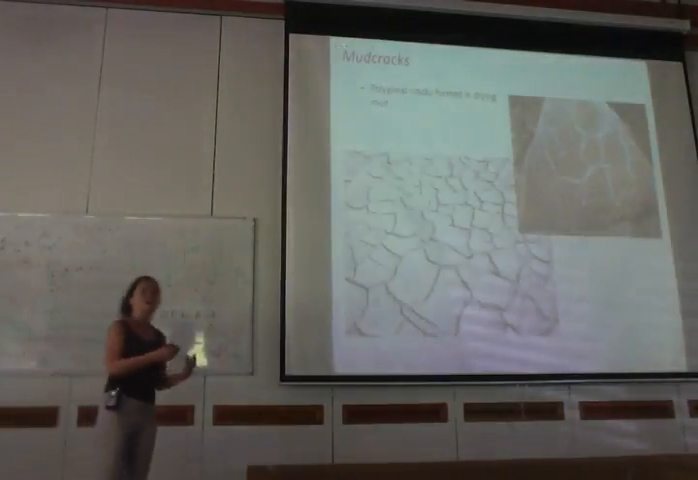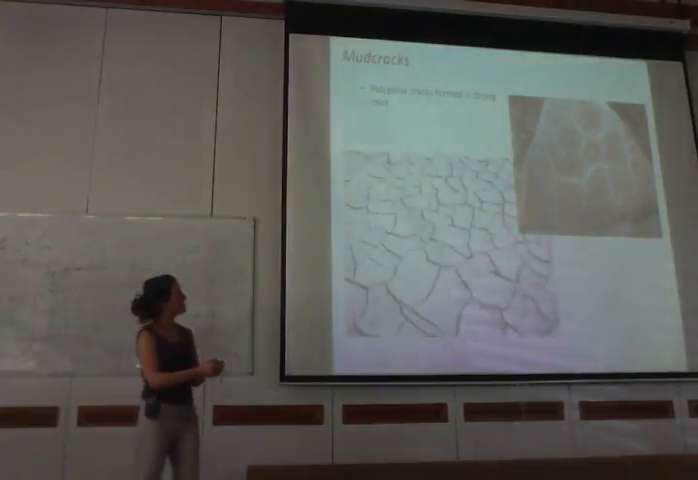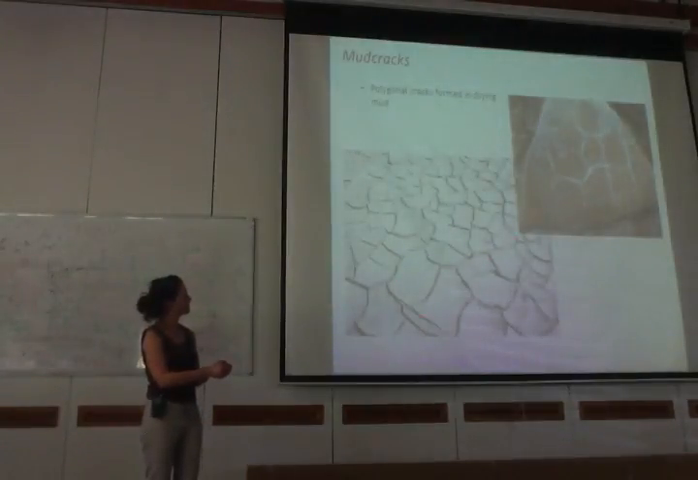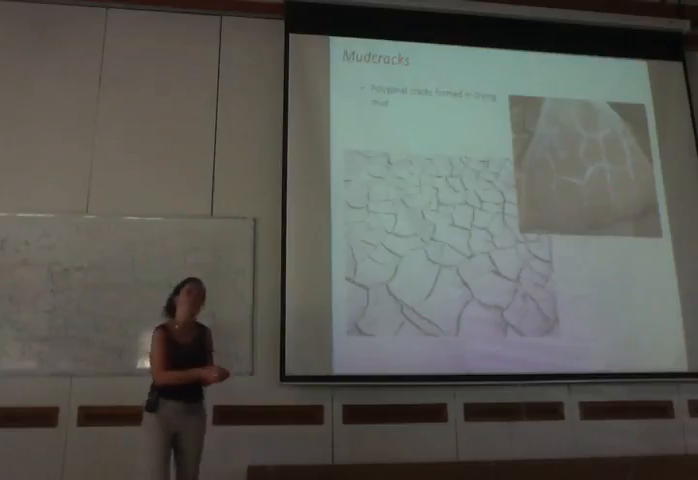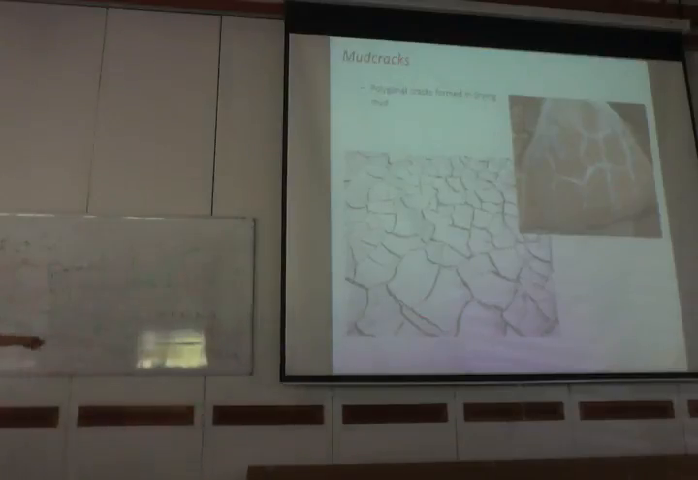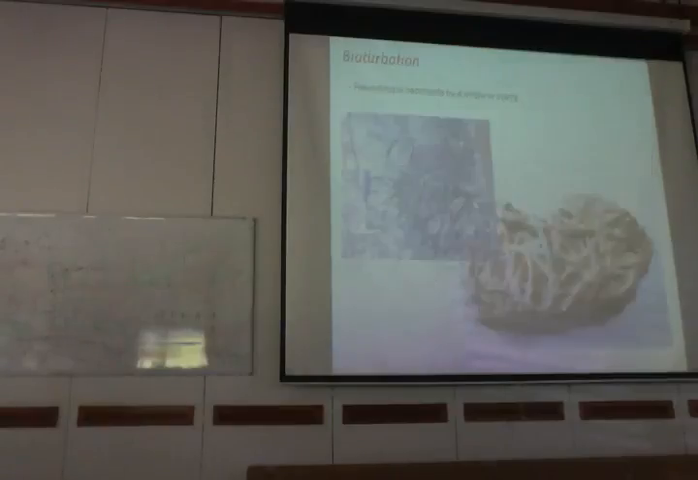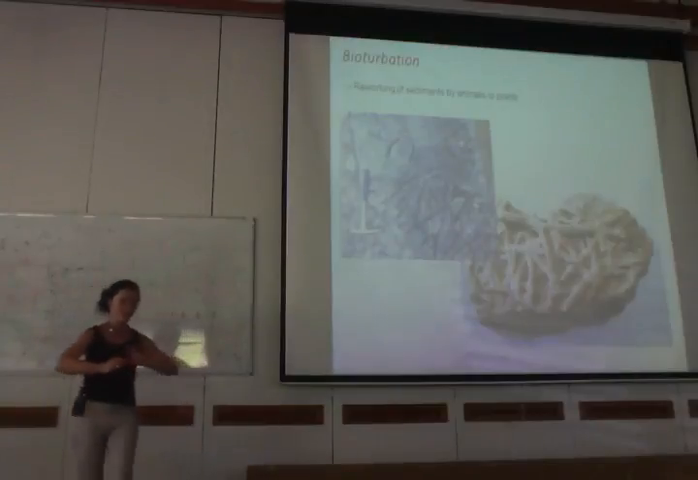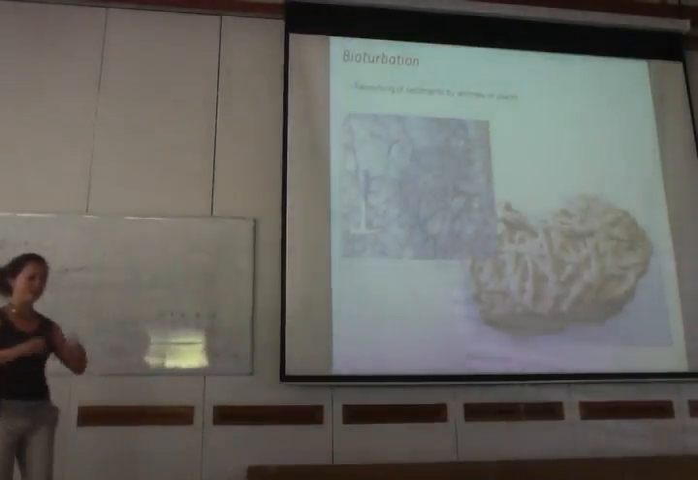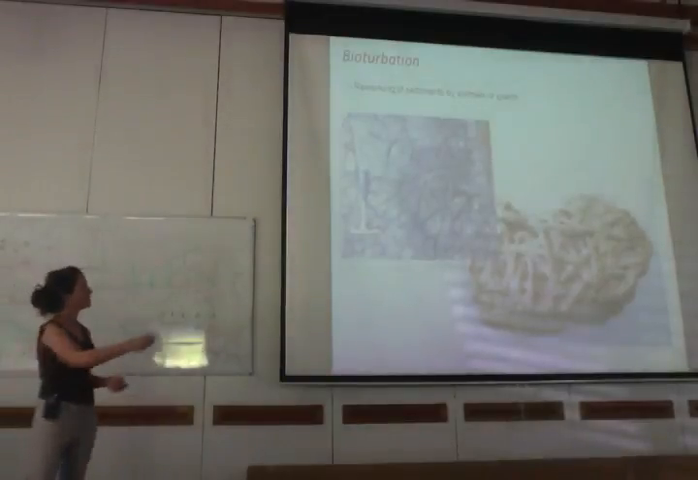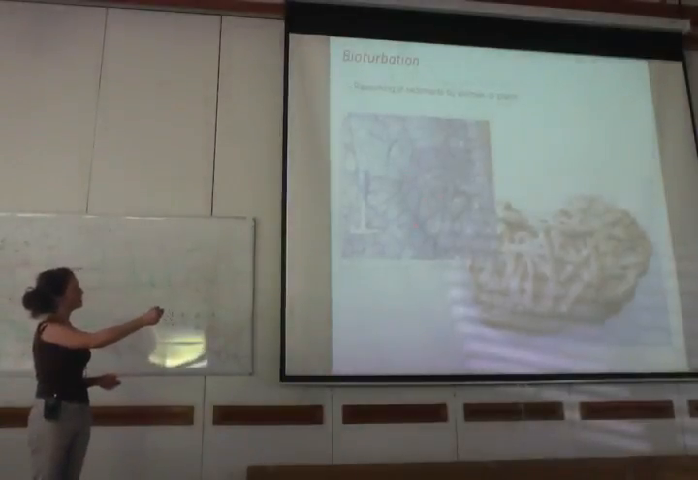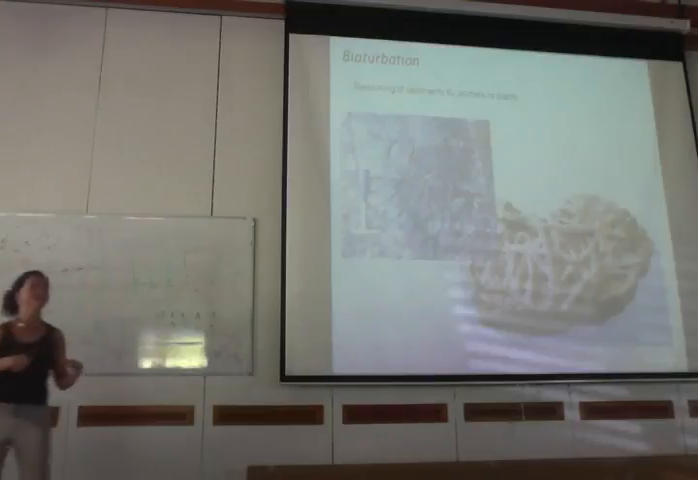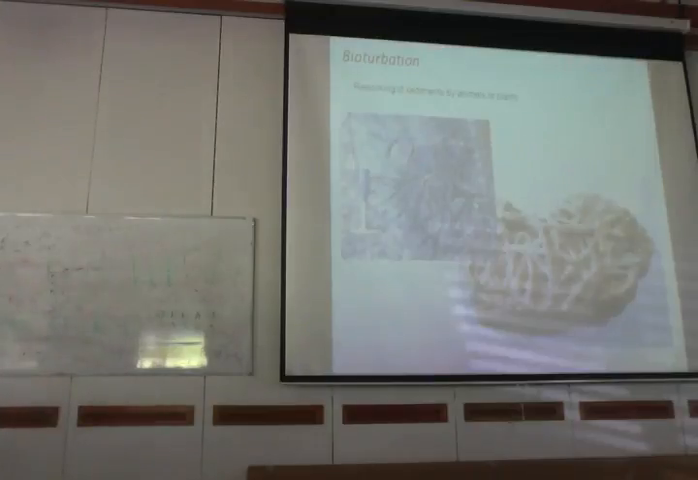If very fine sediment is exposed to air and it dries out, it can form these polygonal cracks called mud cracks. We can also see those in the rock record, telling us that that sediment was formed somewhere where it was allowed to dry out. And another nice thing we can see in sediments is where animals living in that sediment have churned up the sediment, they've burrowed into it, and we can see that preserved in the rock. They can tell us a lot about what was living in that sediment previously.